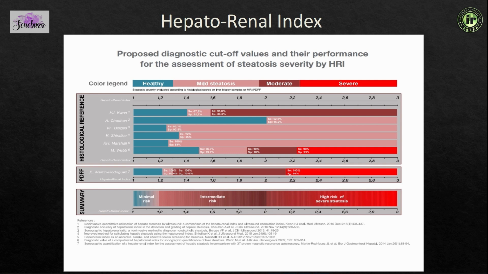The interpretation of this is something to this effect: when we have a ratio which is, say, up to around 1.2, there is a minimal risk of steatosis. If the ratio is anywhere between 1.2 to 2, there is an intermediate risk of steatosis, but if the ratio is more than 2, there is a very high risk of steatosis.